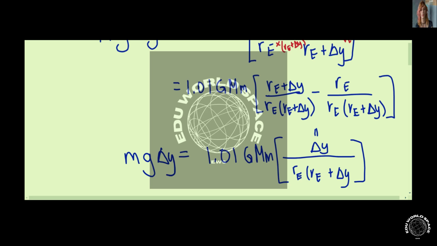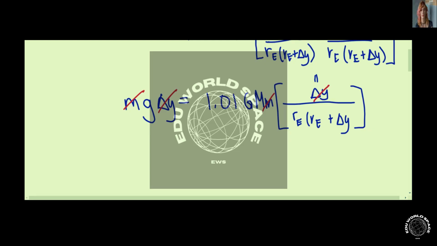So you can see here that we have a little m on both sides. We can cancel that out. We also have a delta y on both sides that we can cancel out. And then we can go about continuing to rearrange this. So what do we have left? Let's keep in mind we're still trying to isolate for delta y.